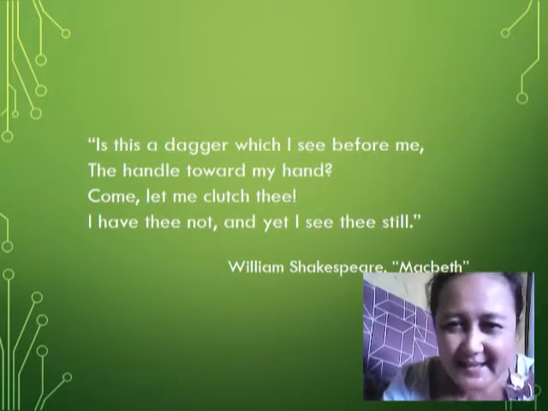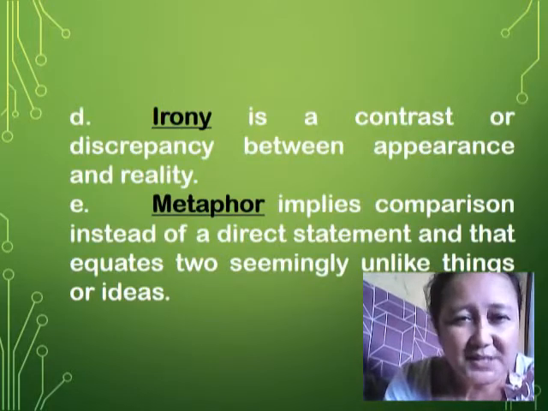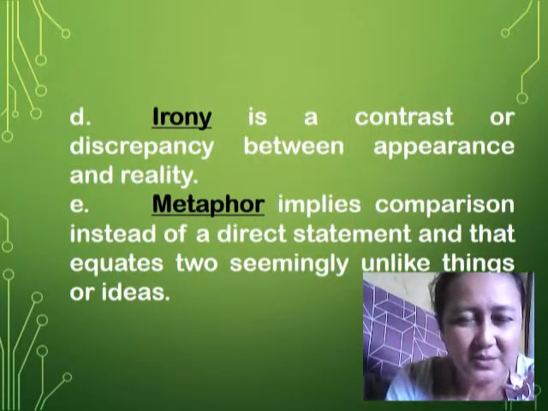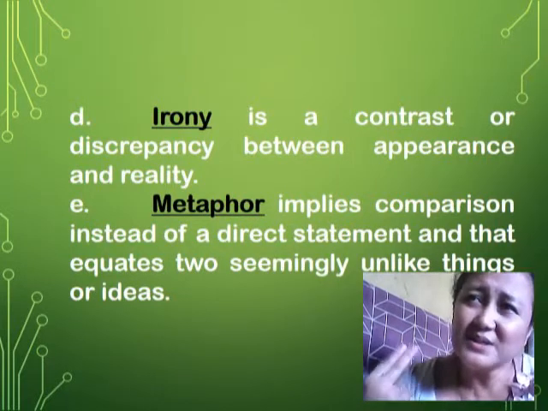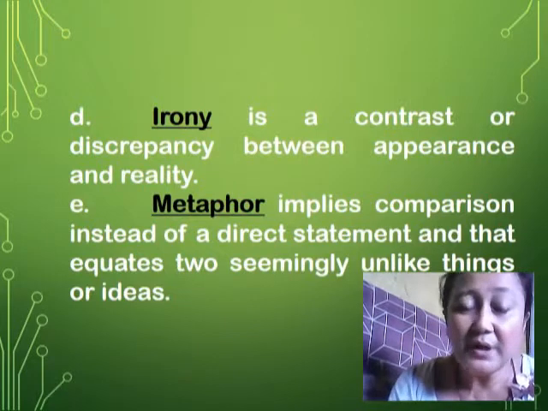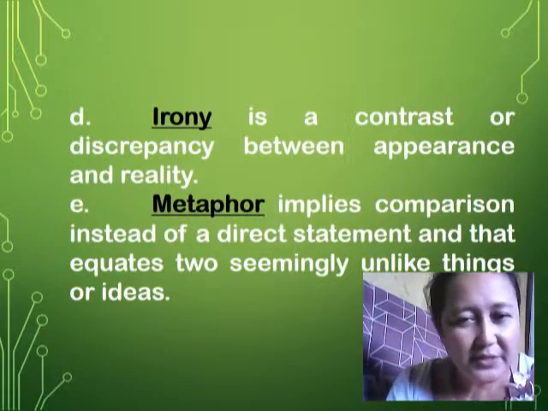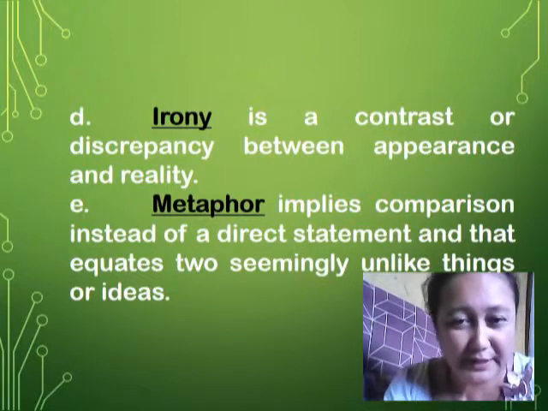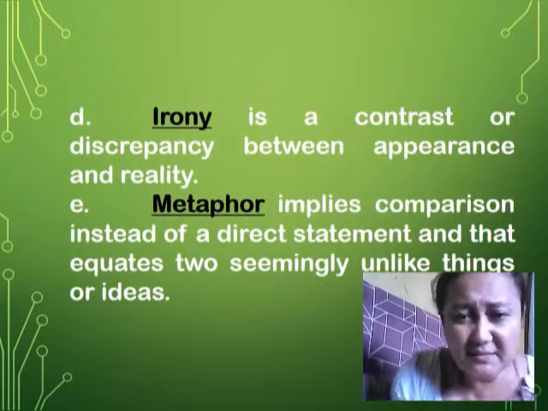Okay, next we have irony. It is a contrast or discrepancy between appearance and reality. Okay, so I'll say you are ironic, or ironically, you are telling things that are not true, the opposite of what you are saying. You say you are beautiful as a flower, but the person is not really that good looking. So you are telling the opposite of your statement.